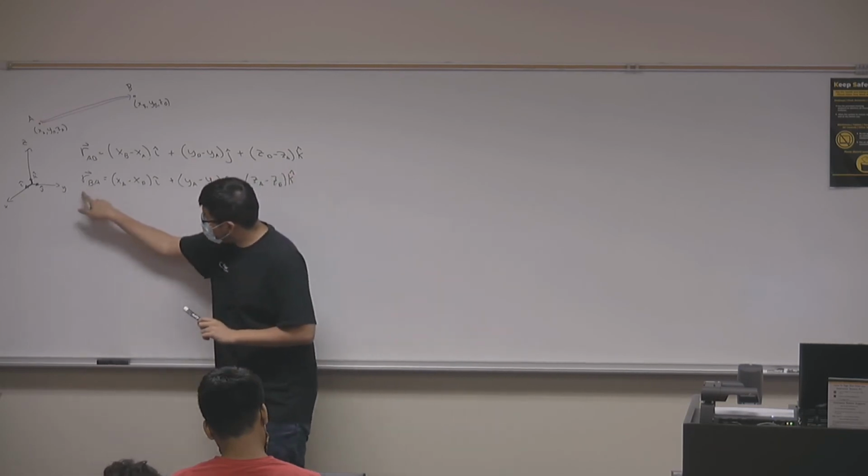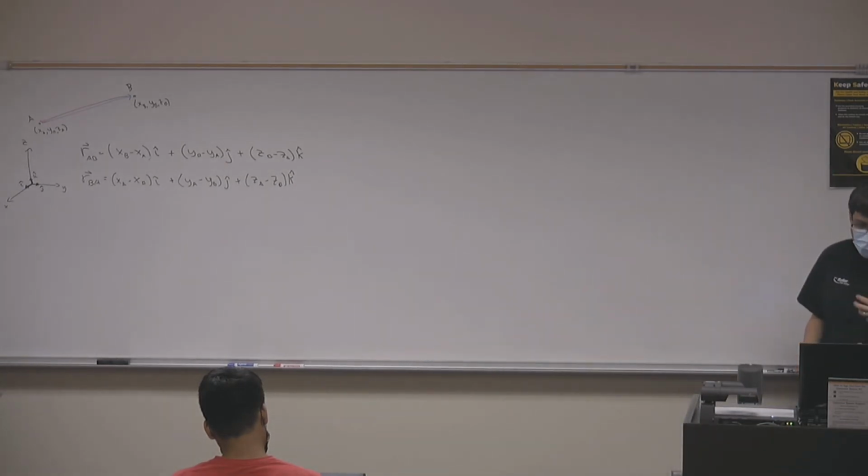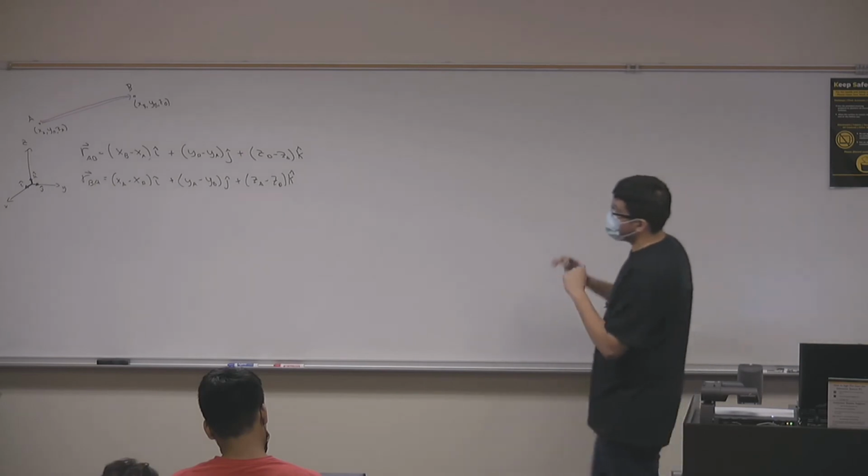So the first subscript typically gives you the start point. The second subscript typically gives you the end point. So that's essentially a position vector in a nutshell.